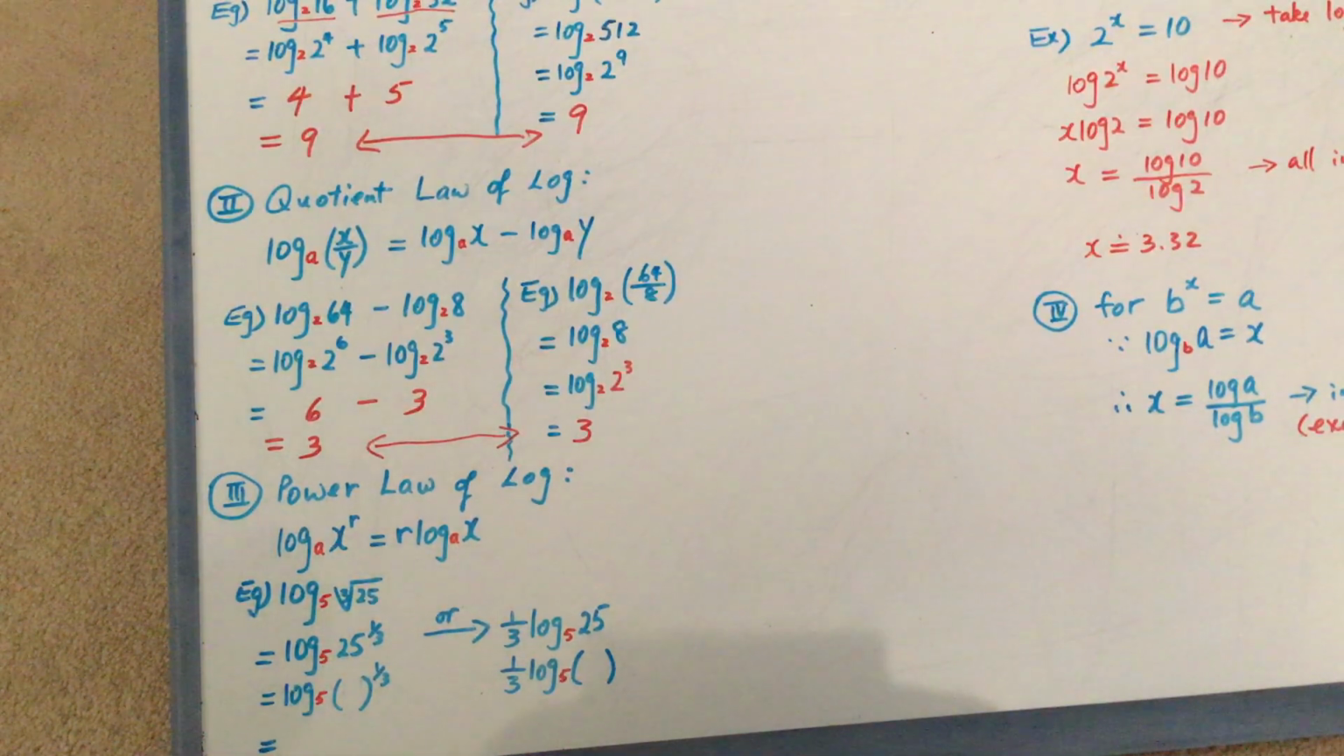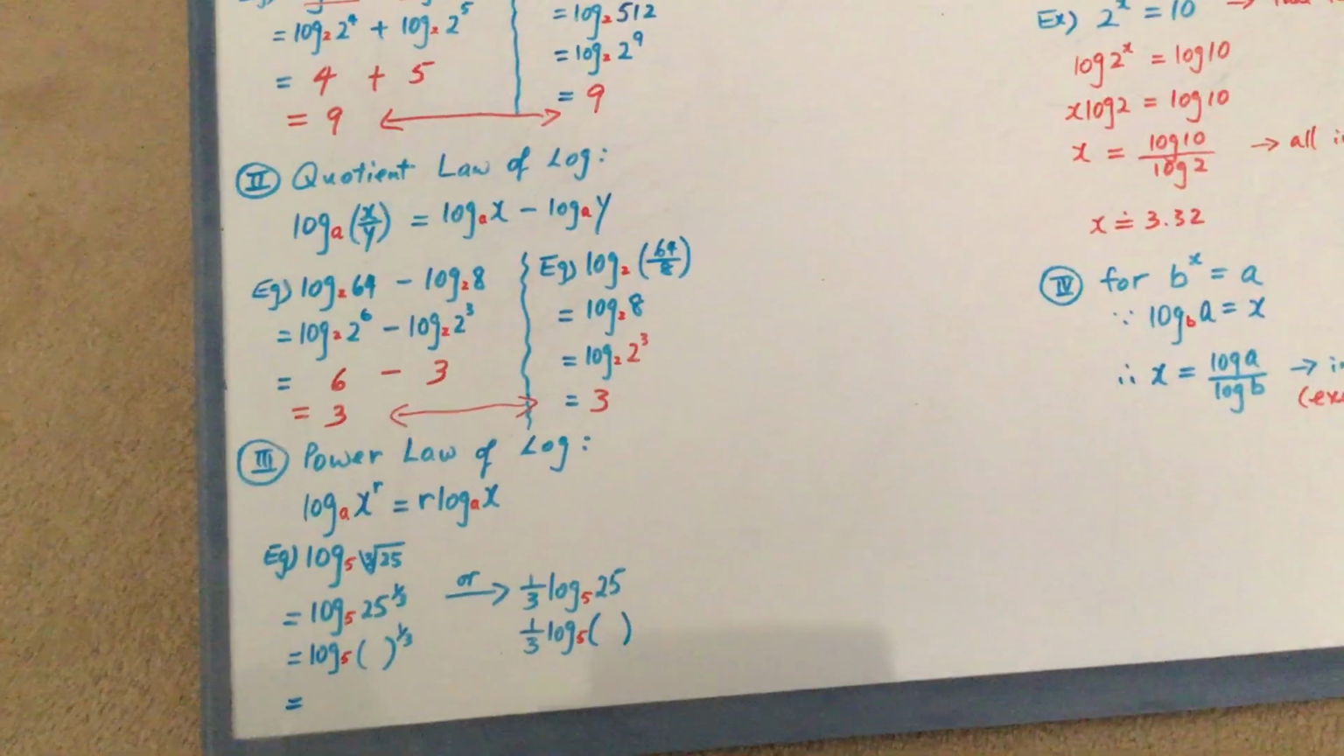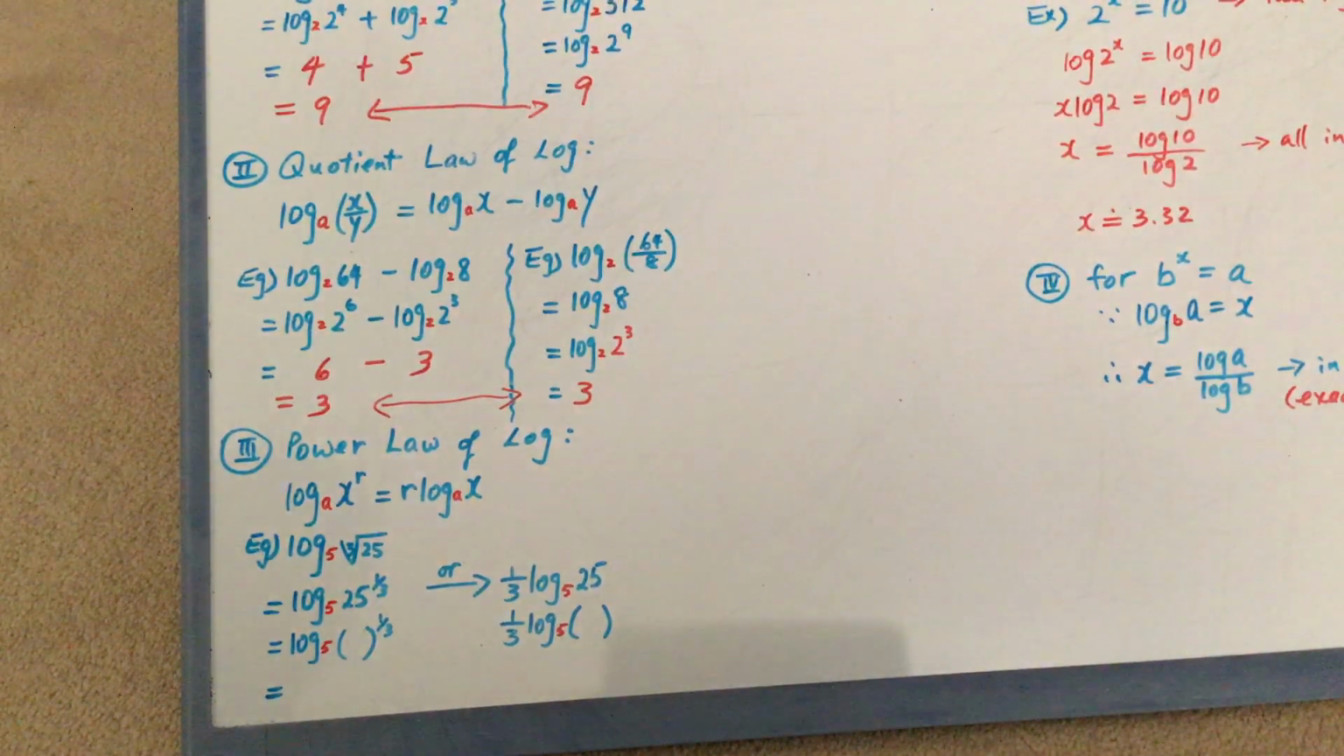Okay, so for example, I have an example here to show you: when you have log 5 of the cube root of 25, I know that the square root of 25 is 5, but the cube root of 25 is the same as 25 to the power of 1/3. Okay, a cube root in exponential form is just the exponent of 1/3.